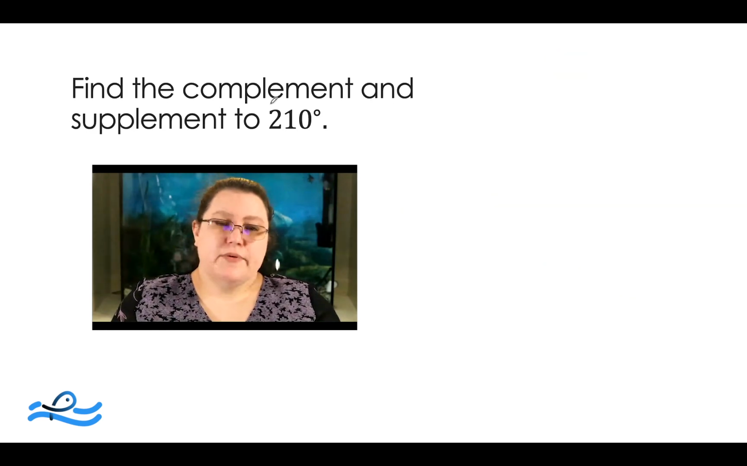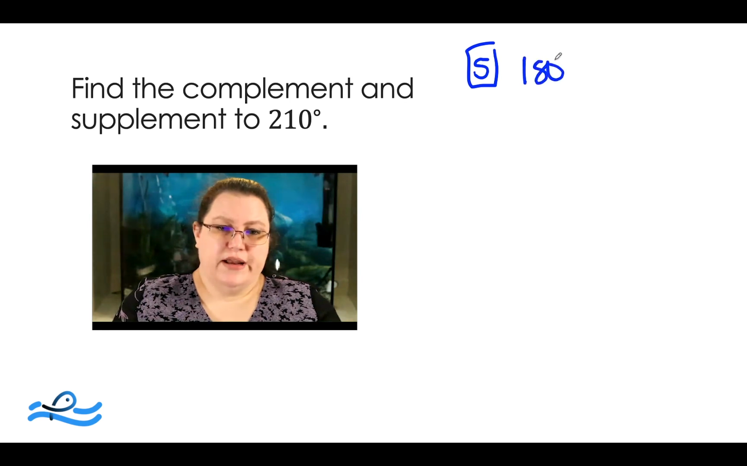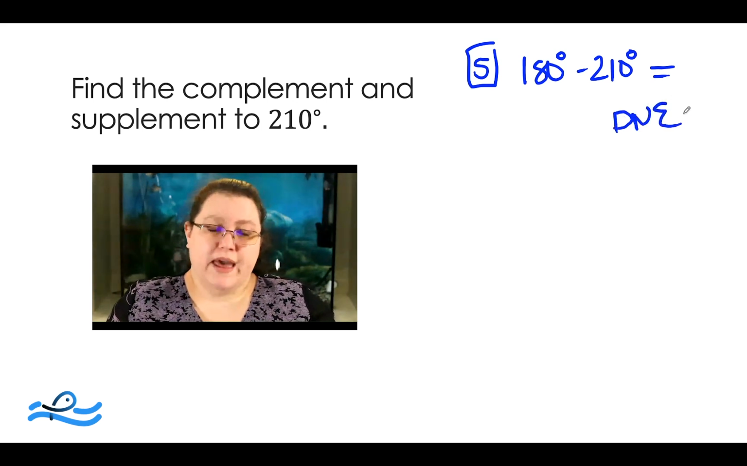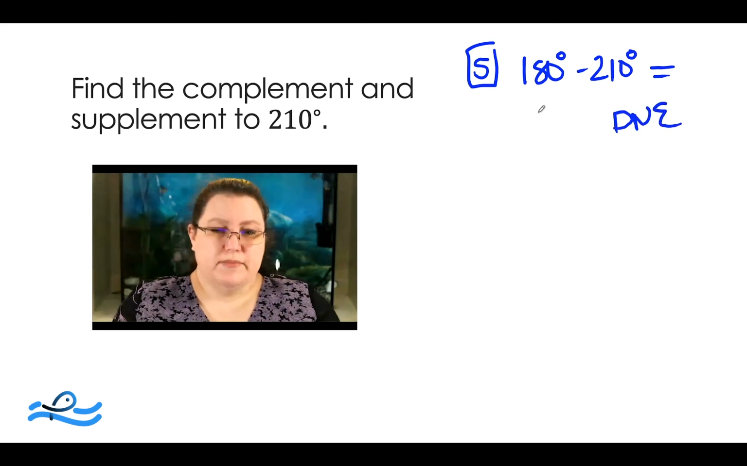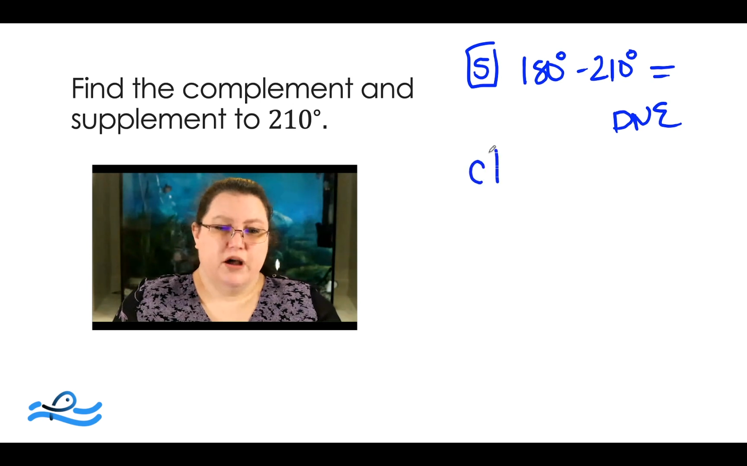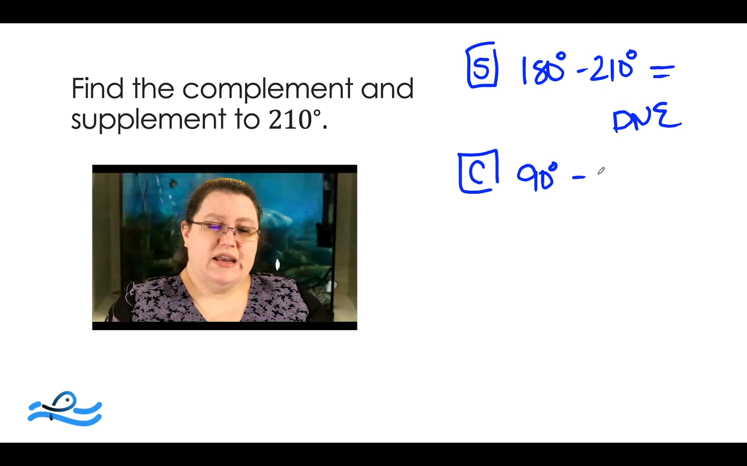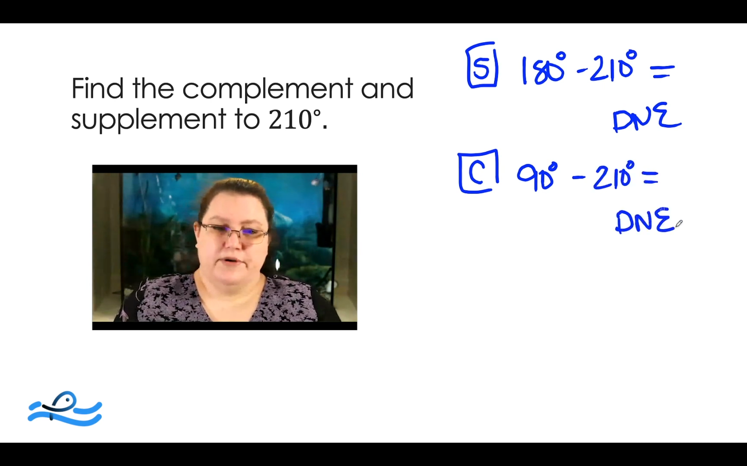For our next example, we'd like to find the complement and supplement to 210 degrees. If I'm looking for the supplement of 180 degrees minus 210 degrees, there is no positive angle that's going to give me that answer. So there's no supplement. Similarly, with a complement, there's no positive number where I'm going to have 90 minus 210 degrees give me a positive number.